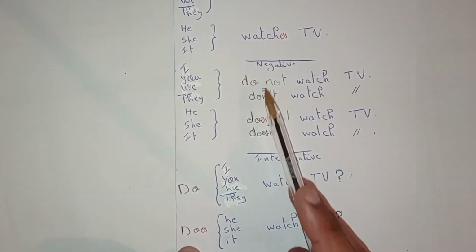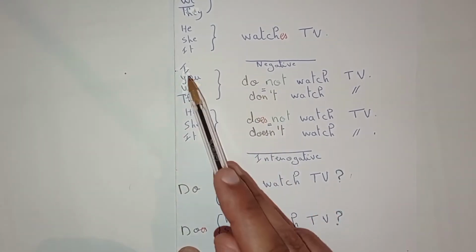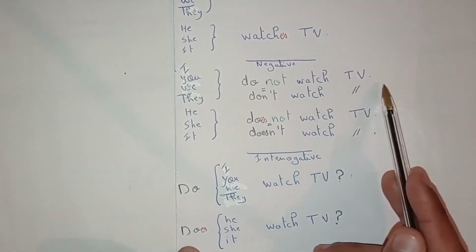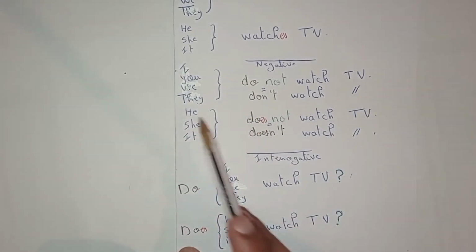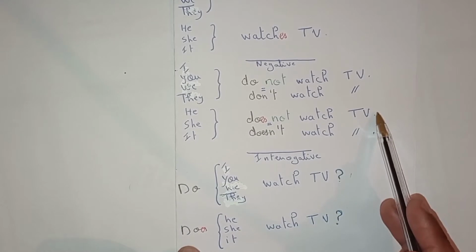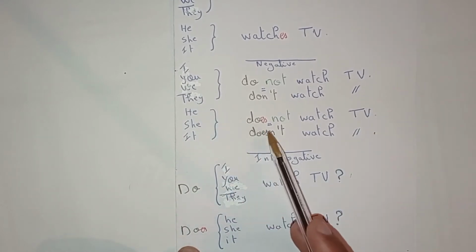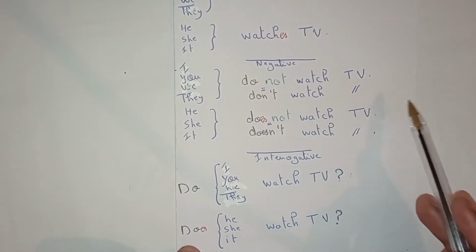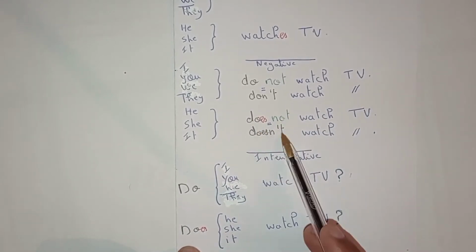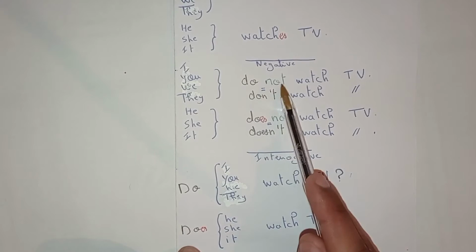Do not, don't. I can say, I do not watch TV. I don't watch TV. Okay? He doesn't watch TV. He does not watch TV. Okay? Does not, doesn't. Do not, don't.